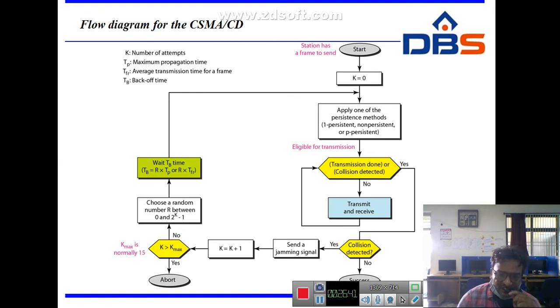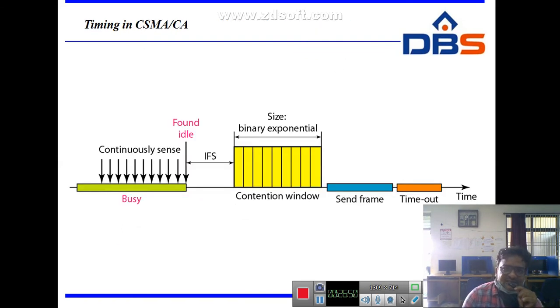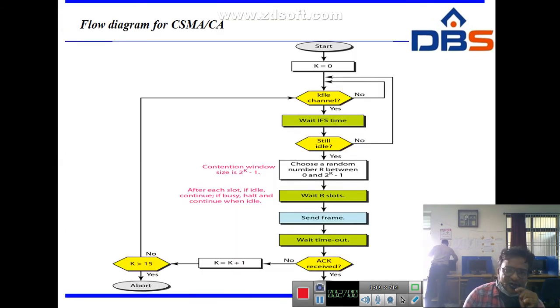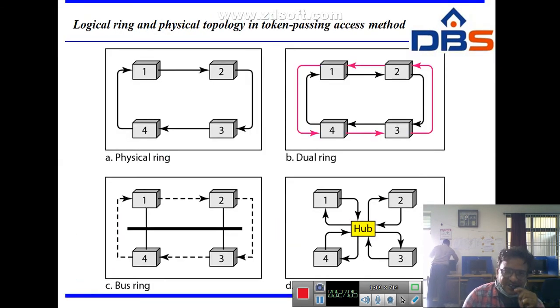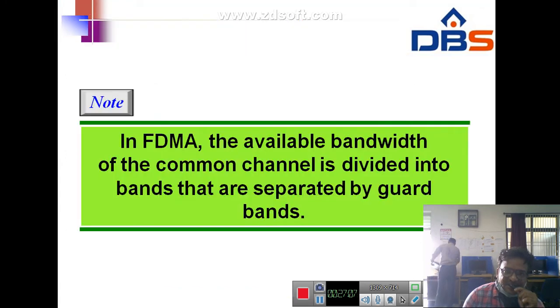So this is about CSMA and CSMA/CD, and in the next class we will discuss CSMA/CA, carrier sense multiple access with collision avoidance. Next we will continue with controlled access. We will discuss these topics in the next class.